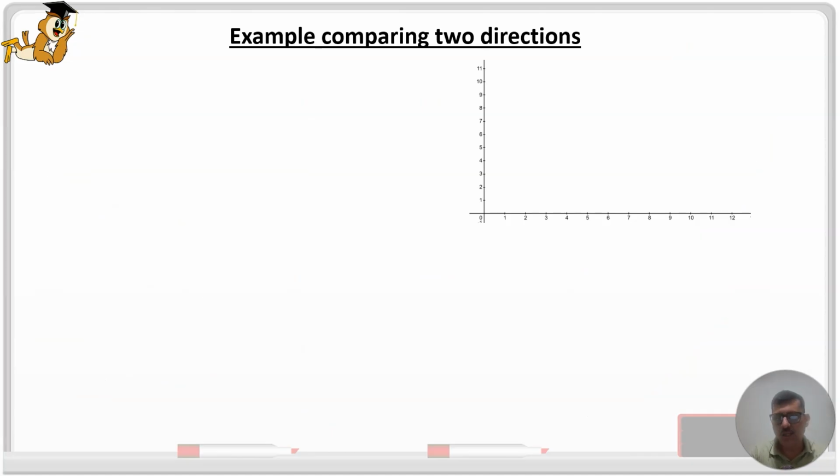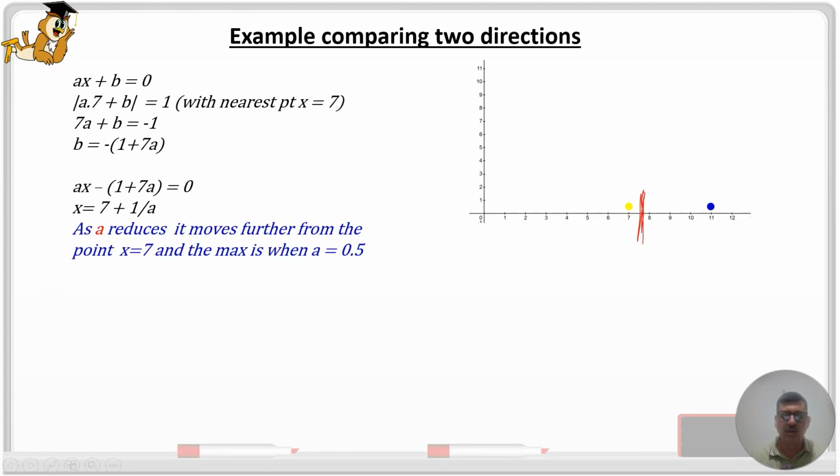I'm going to take a small example while comparing two directions. Okay, let us say there are 2 points over here of color yellow and blue. The yellow colored dot is at x equal to 7, the blue colored dot is at x equal to 11. Now let us say I had a hyperplane right here which is close to the point x equal to 7. The equation of that hyperplane would be ax plus b equal to 0, right? And because x equal to 7 is its nearest point, let us see how I am going to scale it.